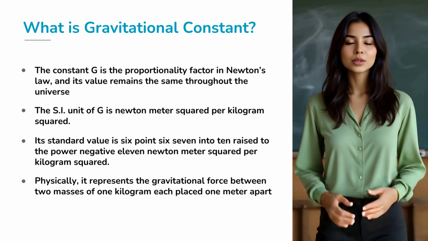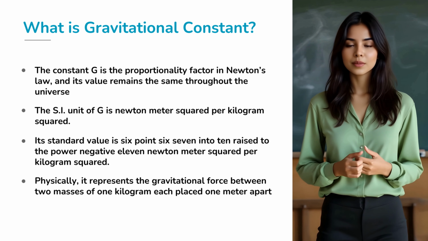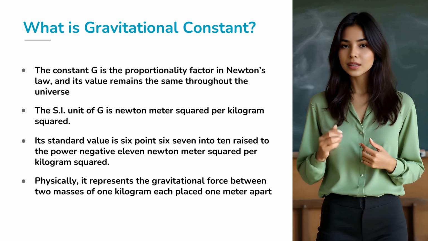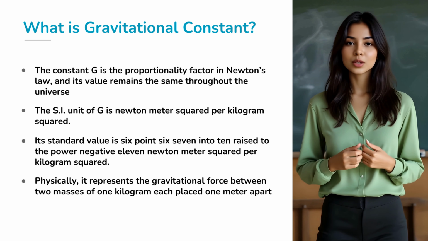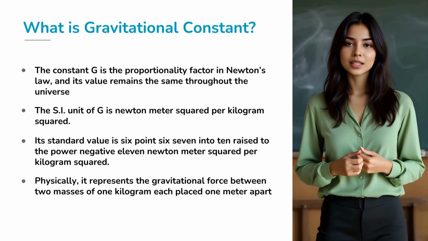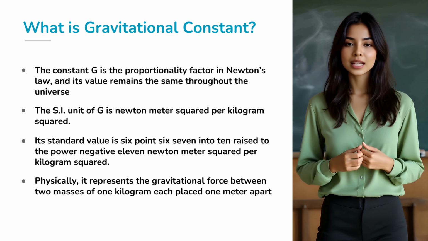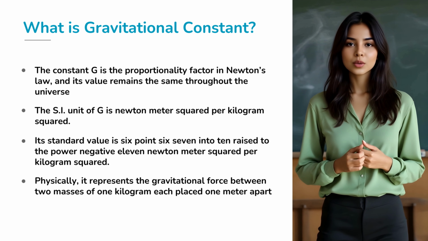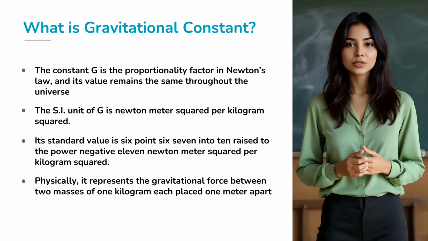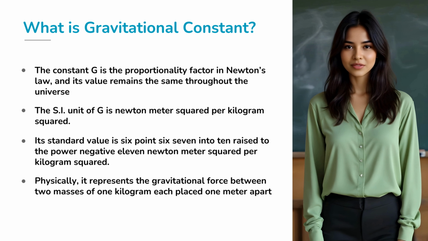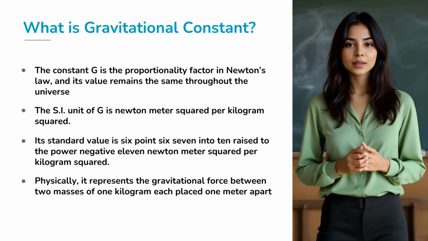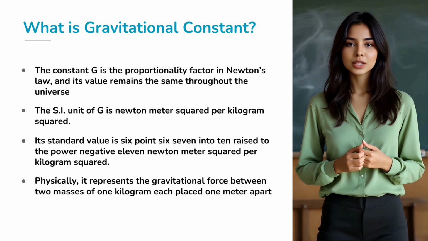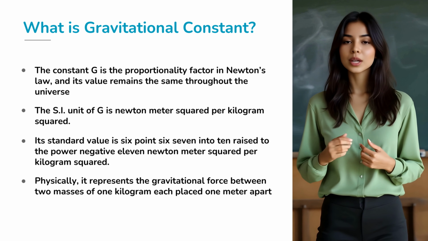Let's now talk about the most interesting part of the formula. The gravitational constant, G, is a number that makes the equation work across all distances and masses. It remains the same anywhere in the universe, no matter the location, temperature, or material. Its standard value is 6.67 into 10 raised to the power -11 Newton meter squared per kilogram squared.